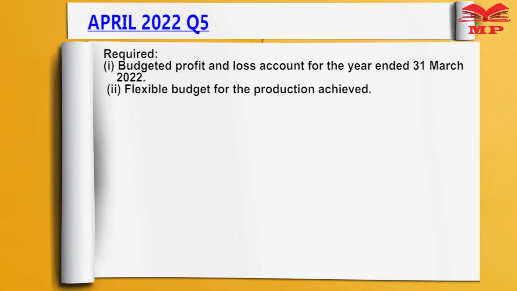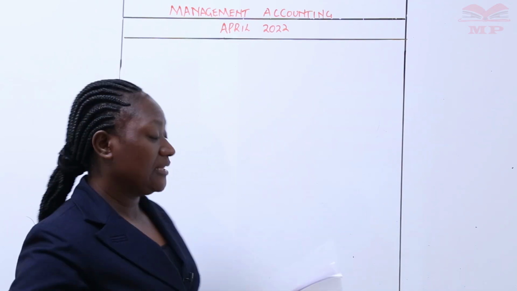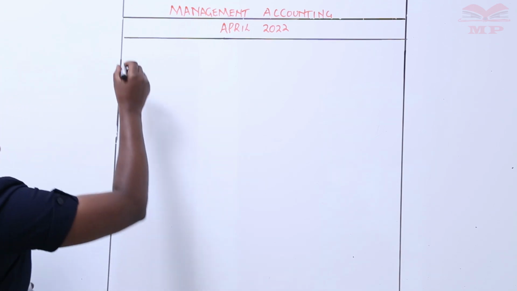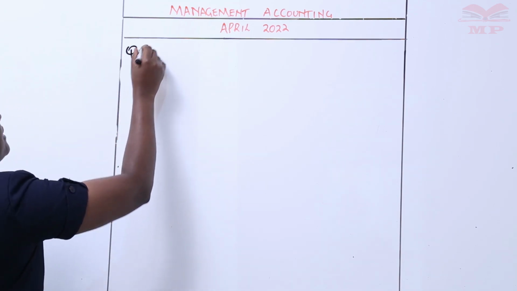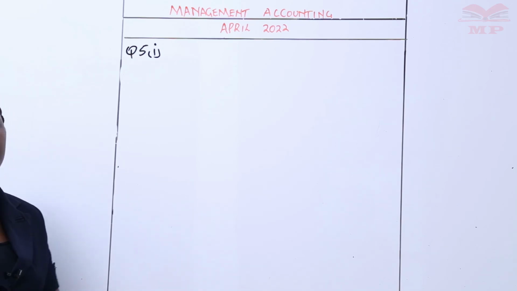So we have a statement which is showing a loss of 1,380,000. Then required, Roman number 1, budgeted profit and loss account for the year ended 31st March 2022. Roman number 2, flexible budget for the production achieved. We want to begin with Roman number 1, in question number 5.